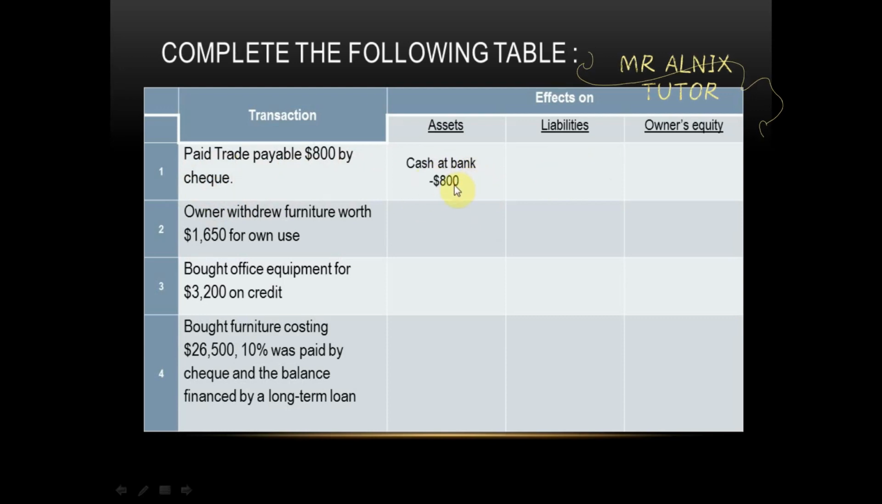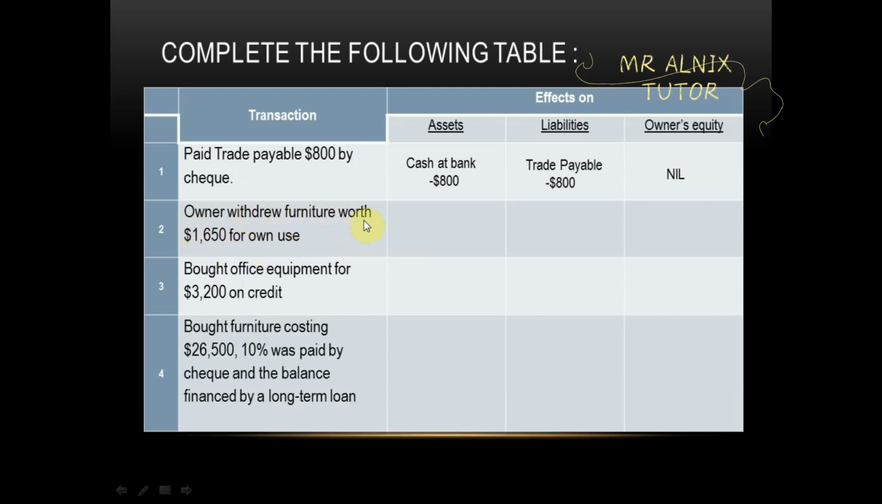Cash and bank minus 800. That's why you will decrease your assets. Another one, liability. Trade payable also minus 800. Why? Because you make the payment to your trade payable. That's why it will be decreased also. So any effect to your owner equity there? Nothing. Right?